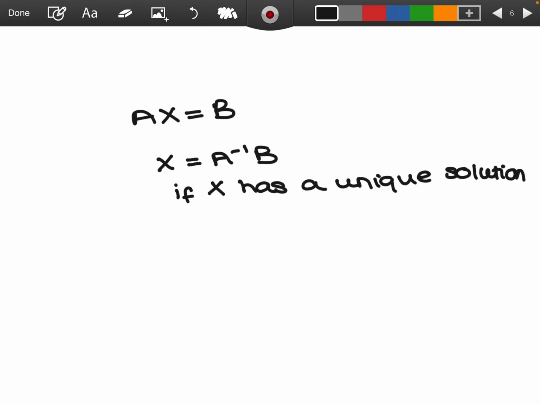If it is non-zero, you can go ahead and find A inverse, and then all you would have to do is multiply it by that column matrix B, whatever your right-hand side is for your system of equations, and that will give you your unique solution X.